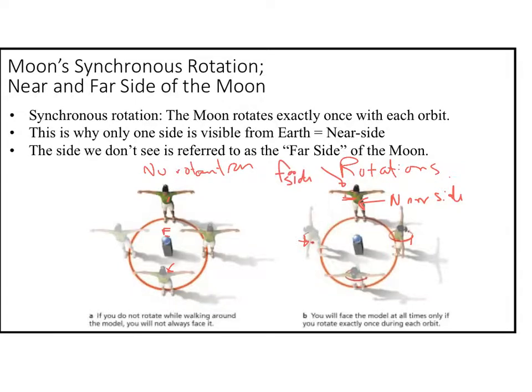Yep. And specifically, it takes about 29 and a half days, or about 28 days, about a month, for the moon to orbit the Earth once and for the moon to spin on its axis once. We call that synchronous rotation, which I don't know if that's on there. It seemed like it could be fair game to me.